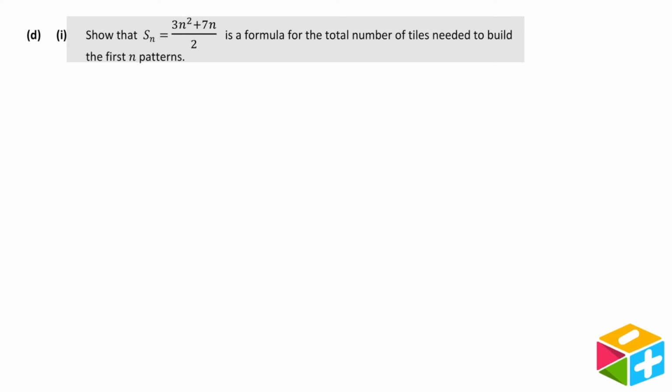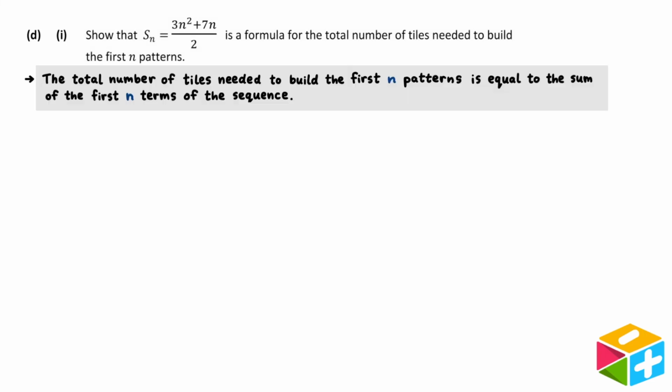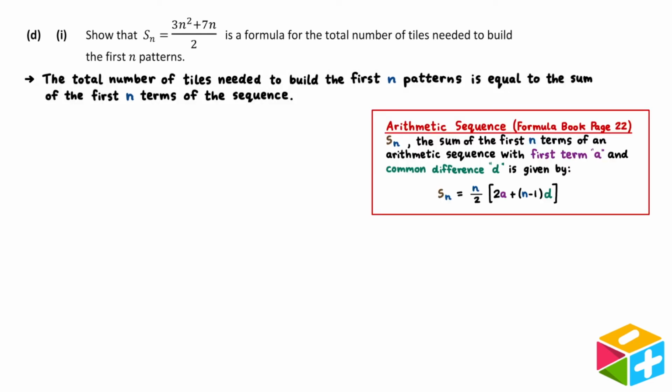Show that Sn is equal to 3n squared plus 7n all divided by 2 is a formula for the total number of tiles needed to build the first n patterns. A useful observation here is the following. The total number of tiles needed to build the first n patterns is equal to the sum of the first n terms of the sequence. And there's a formula on page 22 of the formula book which allows us to calculate such sums.